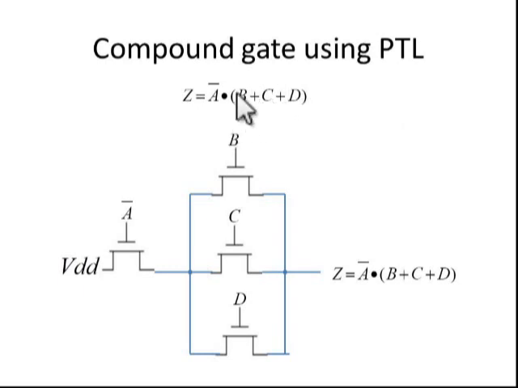So first we will take this B plus CD. So we are having OR operation. So B, C and D are connected in parallel, and this group is AND with A bar. So AND means now these two groups should be connected in series. So the final result we will get A bar of B plus C plus D.